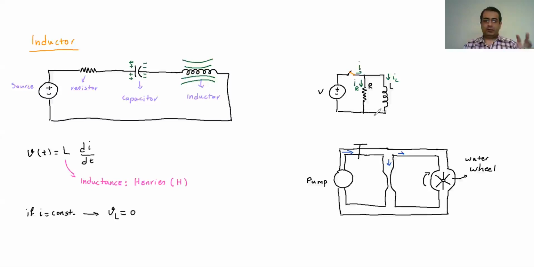So one more time, very quick, what happened? We close the key, the current goes through. Because the current changed at the very beginning, the inductor put up a huge amount of fight to prevent the current changes. So all the current goes through the R. After a while, when the current becomes constant, then the inductor doesn't show any resistance.